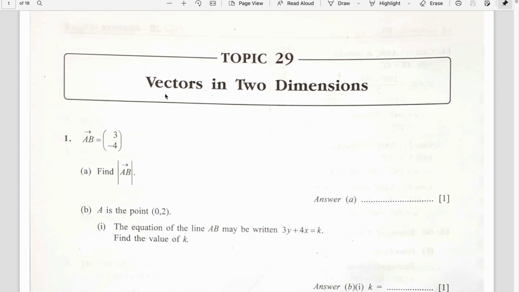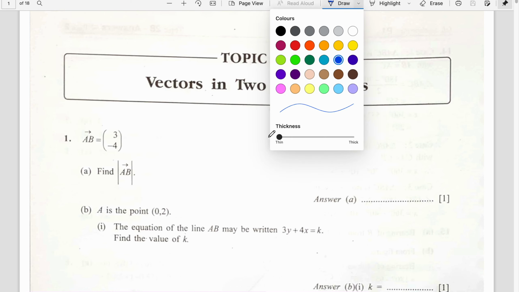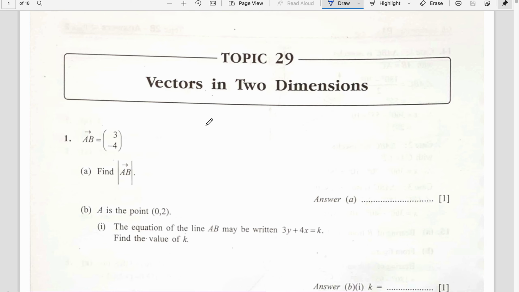Okay, this is vectors in 2 dimensions, and these are P1 questions. Question number 1, AB is (3, -4). Find the magnitude of AB. So this is the square root of 3 squared plus (-4) squared. 9 plus 16, square root of 25, is equal to 5.